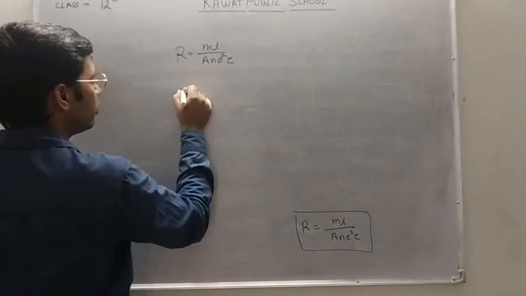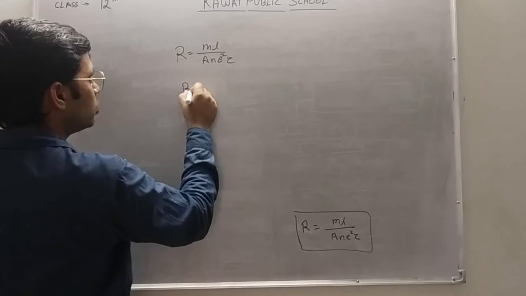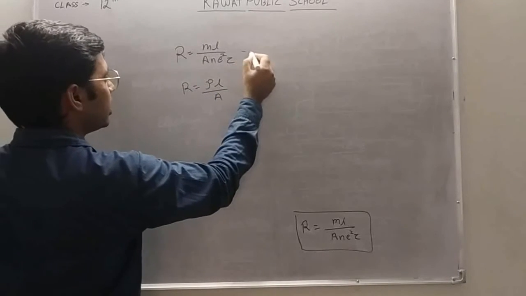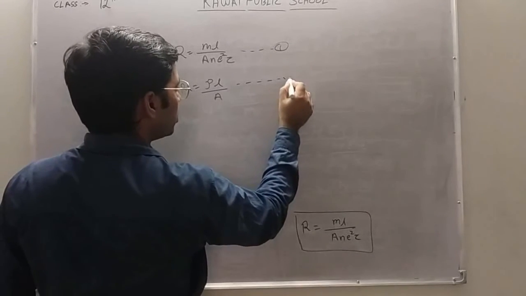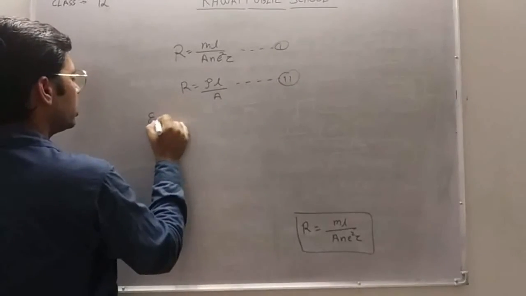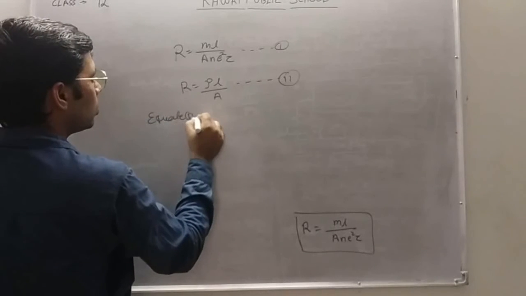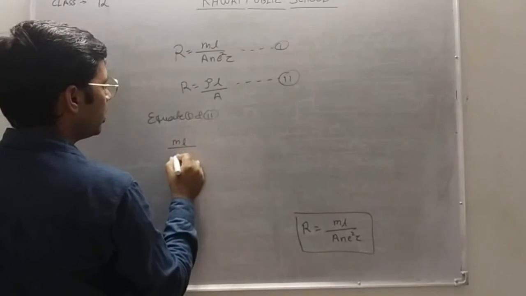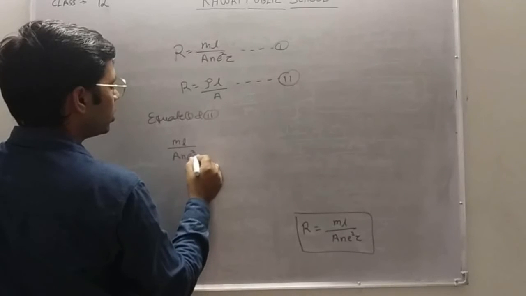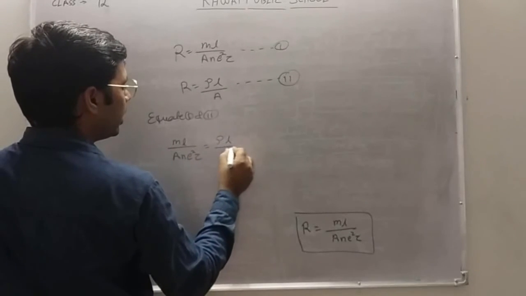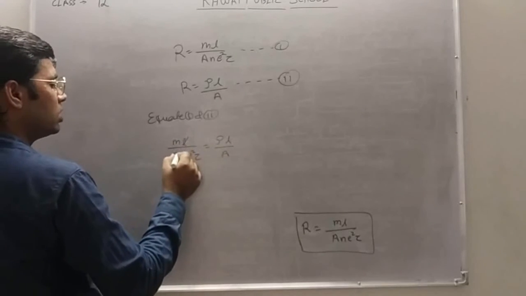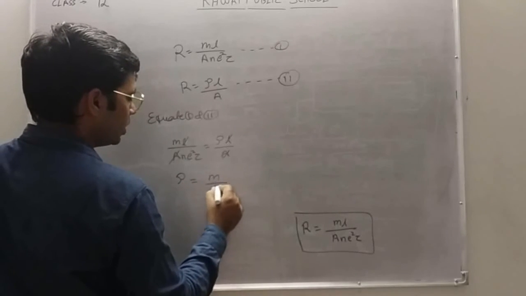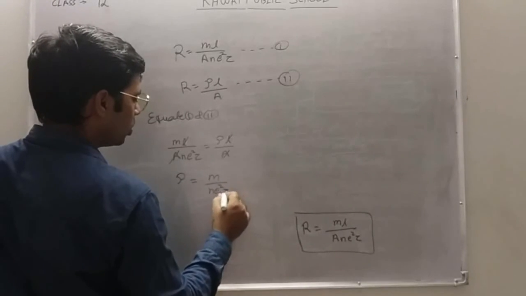Now the resistivity formula that we know is R equals rho L divided by A. Let's suppose this is equation number 1 and this is equation number 2. Equate 1 and 2. So we can see mL divided by Ane square tau equals rho L divided by A. Now L and A cancel, so resistivity is m divided by ne square tau.